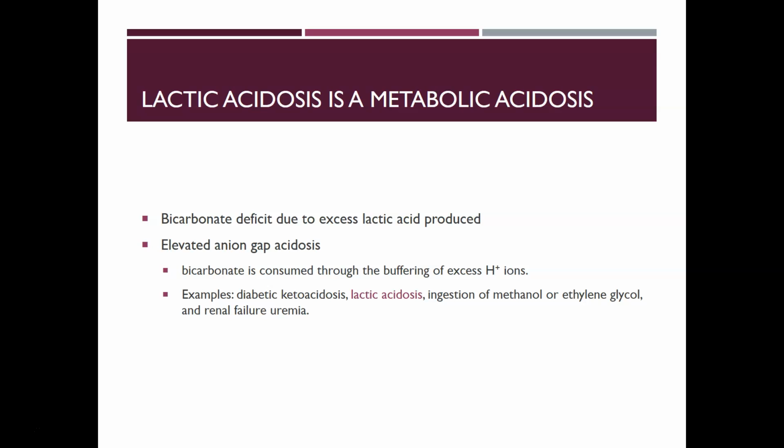So lactic acidosis is a metabolic acidosis. It's a bicarb deficit due to the excess lactic acid produced. This is an elevated anion gap acidosis, so if you look at the anion gap, it'll be elevated, obviously. The bicarb is consumed through the buffering of all those excess hydrogen ions from all that lactic acid. Examples of elevated anion gap acidosis are diabetic ketoacidosis, lactic acidosis, which we're talking about now, ingestion of methanol, ethylene glycol, and renal failure, uremia.